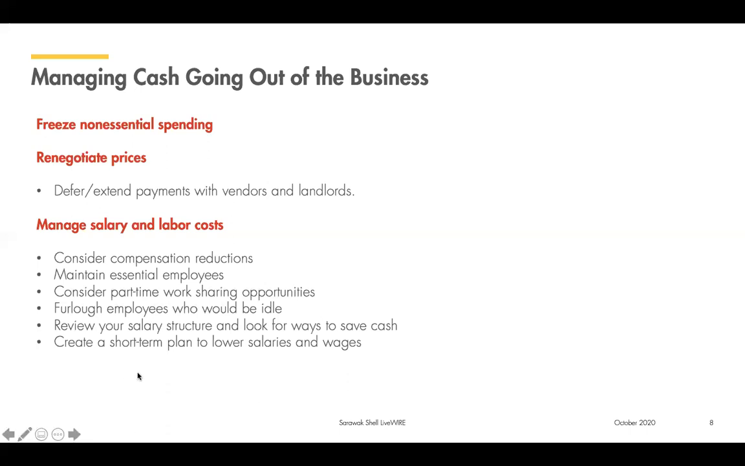And the other one is to create a short-term plan to lower salaries and wages. I've seen this with some businesses where they say, because of the situation, we're going to cut across the board 15% salary, and we will review it in 6 months whether we're going to cut or go back to the existing salary. But because of the situation, everybody is in this together, right?